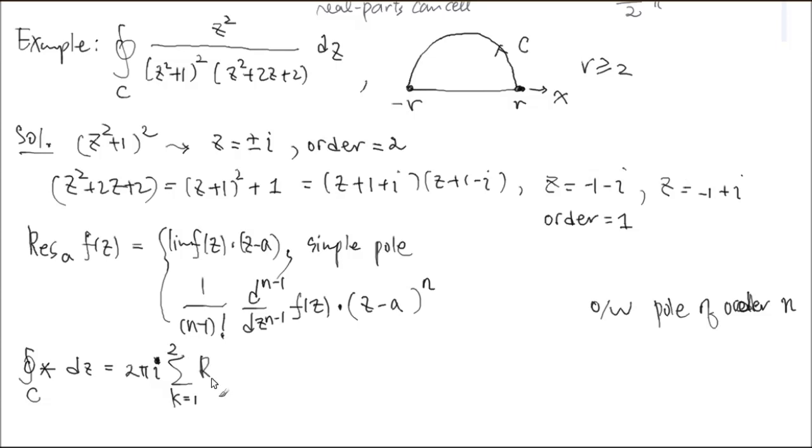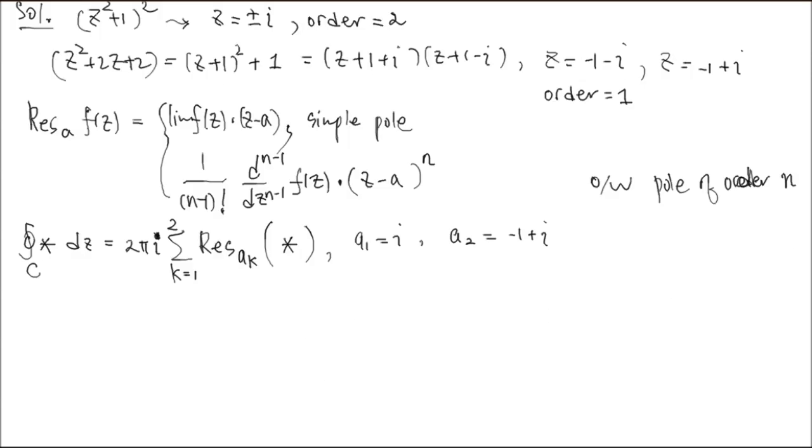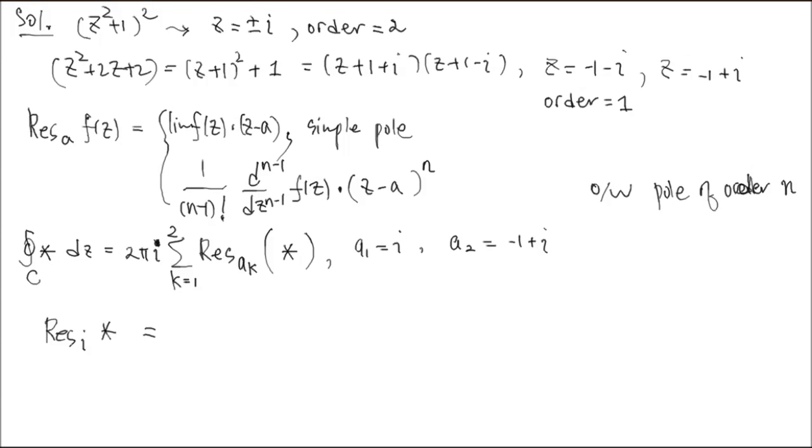So the residue of a_k, those are the 2 values of this whole thing, where a1 is i, a2 is negative 1 plus i. Is that right? That's the situation. Right, let's calculate the residue at i of that expression. All right, is i a simple pole or not? I think I'm still showing that. It's not a simple pole. It's a pole of order 2, right? So how do you calculate the residue?